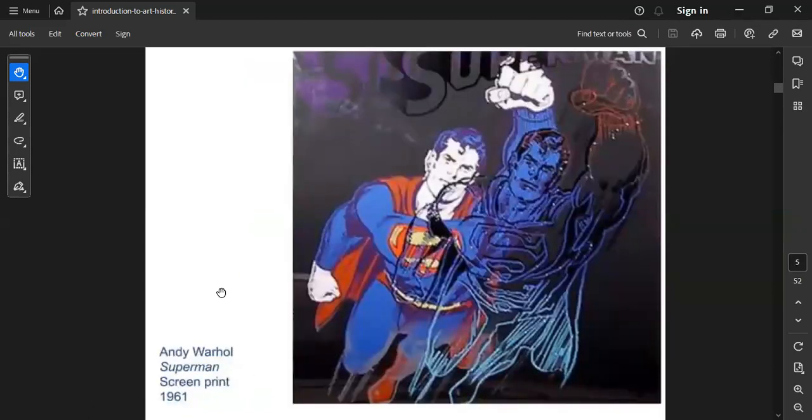Again, this is done by Andy Warhol, and this is the famous Superman poster, which was a screen print. It looks like it is printed using a printer, but it is not. It is actually manually prepared in 1961.